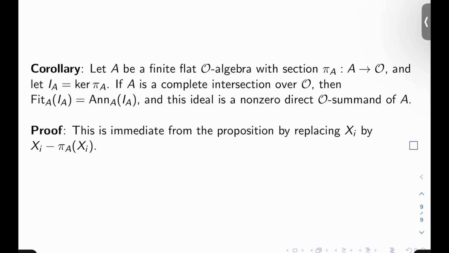This is really just a proposition, but you replace x sub I in the proof throughout by x sub I minus pi sub A of x sub I, just to make sure that the proof tracks through and you have all of your assumptions in place. Okay, so because after all, remember we modded out by x1 through xn in the proof. So that's kind of what this functions as.